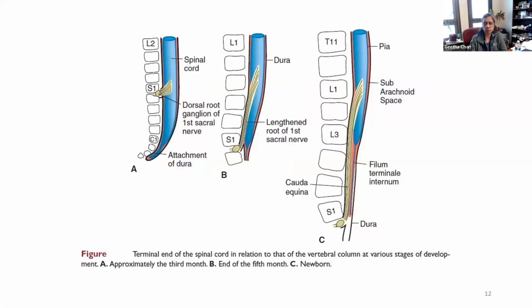And then as time goes along, the lower end of the spinal cord starts to develop further. Within the first third month of life, you can see that the spinal cord is going all the way down to the lower sacral region. By the end of the fifth month, the spinal cord is rising higher up in the spinal column. And when the newborn is there, the spinal cord ends at the lower end of L3, which is still lower down, because in adults it's at L1 and L2. So this is how the development of the lower end of the spinal column and the spinal cord occurs.